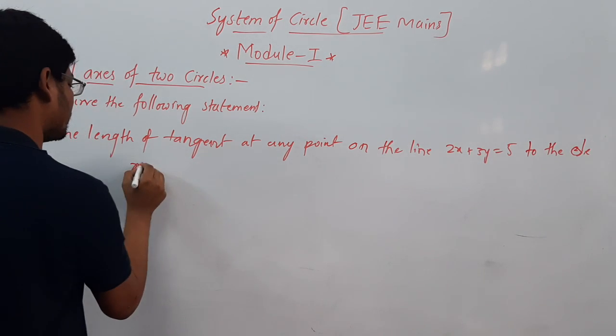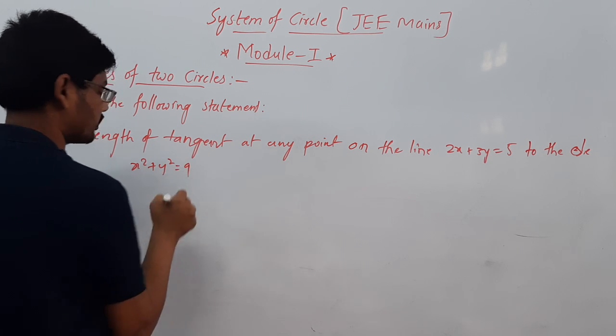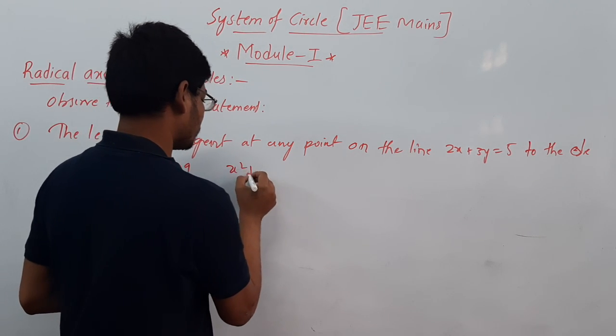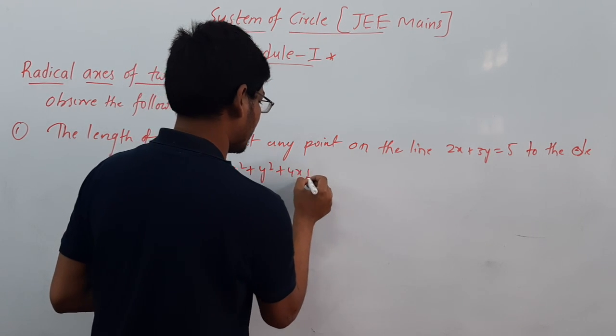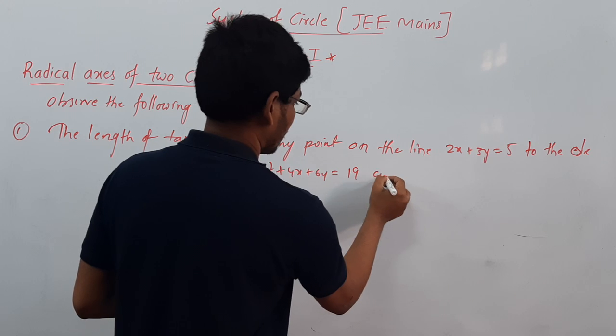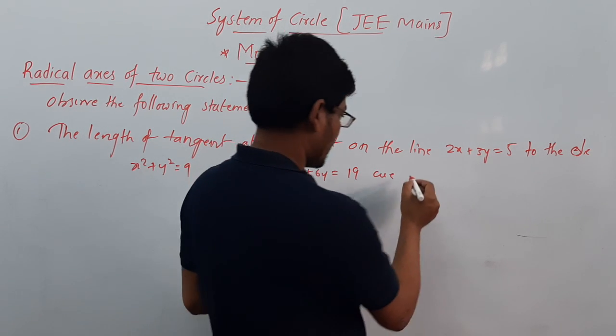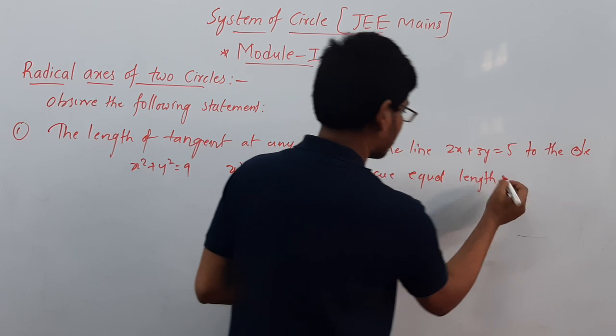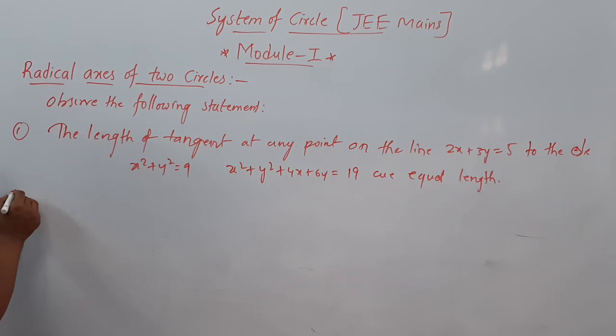x square plus y square is equal to 9, and x square plus y square plus 4x plus 6y is equal to 19, are equal in length. This is the first statement. Why? Because I am explaining this problem. These are the different types of models here.